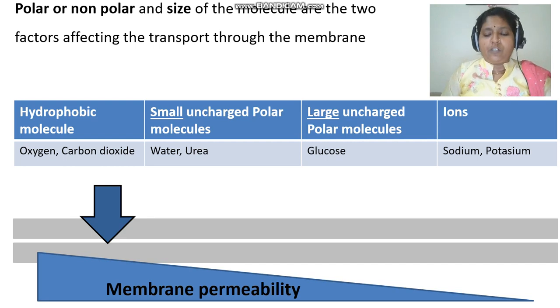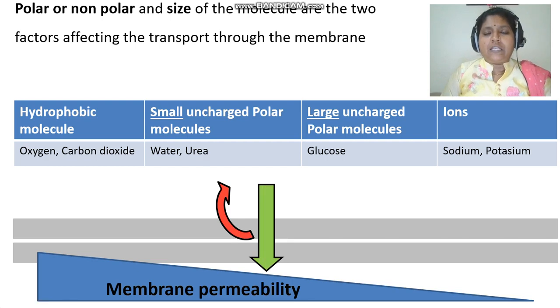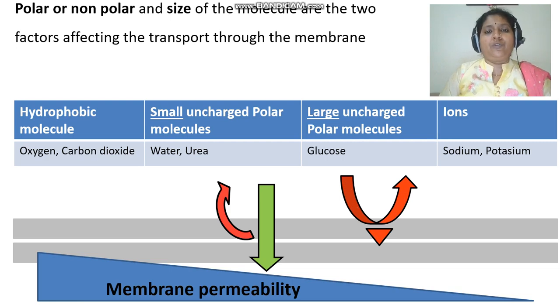Now, hydrophobic molecules like oxygen and carbon dioxide can easily cross the lipid bilayer, that is the plasma membrane. While small, uncharged but polar molecules like water and urea cannot cross the membrane easily. Some molecules are rejected, while large, uncharged polar molecules like glucose, because of their large size, only a few molecules are able to cross the membrane and most of them are rejected.